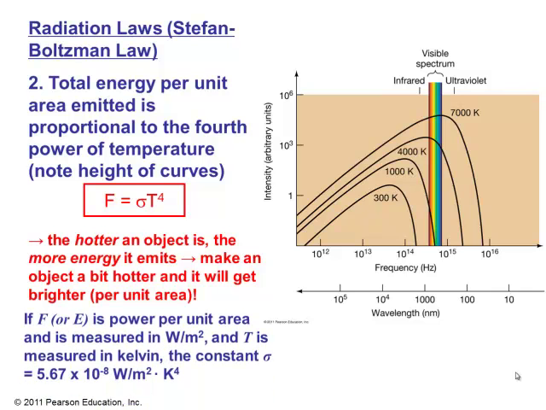Now a little bit about the units. If F, or you may see this as the symbol of E for energy, so energy per unit area is power per unit area, and the units used for that is watts per meter squared. Temperature again is in Kelvin, and the constant sigma, you can look it up in the back of your book, or here it is right here, is 5.67 times 10 to the minus 8 watts per meter squared, Kelvin to the fourth.